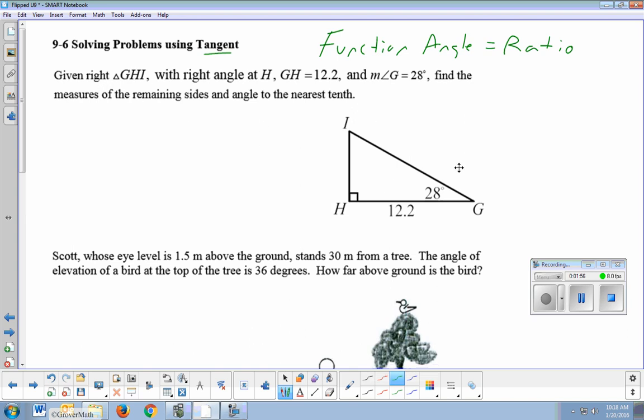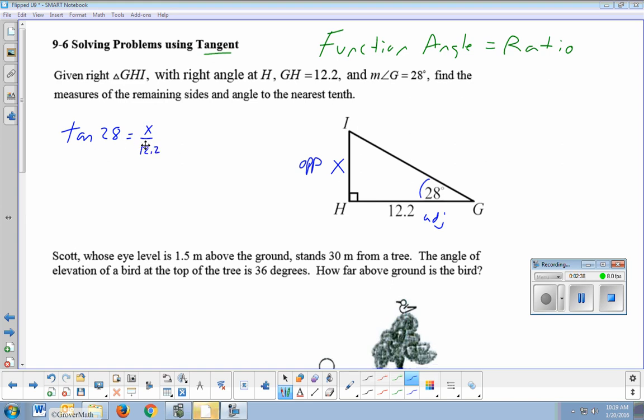Given right triangle GHI with right angle at H, GH is 12.2 and the measure of angle G is 28 degrees. Find the measure of the remaining sides and angle to the nearest tenth. So we got to find both these sides. But first let's find IH. Let me put an X there. And so how can we find this side? Well, this is the opposite side from angle 28's perspective, and this is our adjacent side from that angle's perspective. So that's how we know it's going to be the tangent function, tangent 28, because that's the function of the angle. And the ratio opposite over adjacent would be x over 12.2.